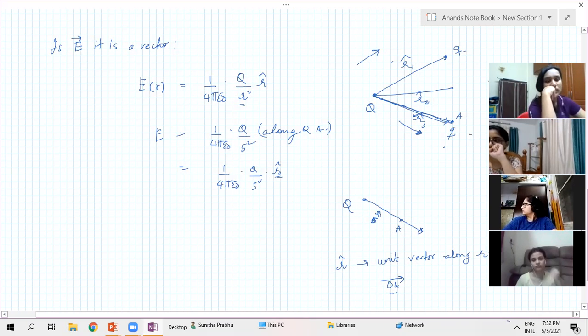Because OA has a direction. OA will be, for example, this is 30 degrees from x-axis, minus 30 from x-axis. This is OB. OB will be 45 degrees from x-axis. Some direction will be there. So when I say along OA or along OB, that will help us to find out what is the direction of the electric field. So instead of giving that 30 degrees, 40 degrees, 45 degrees, we simplify it by giving this r cap as the direction vector.